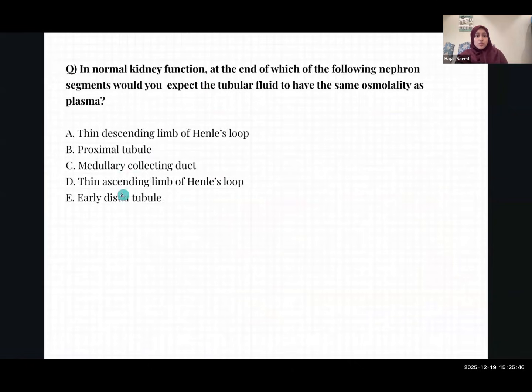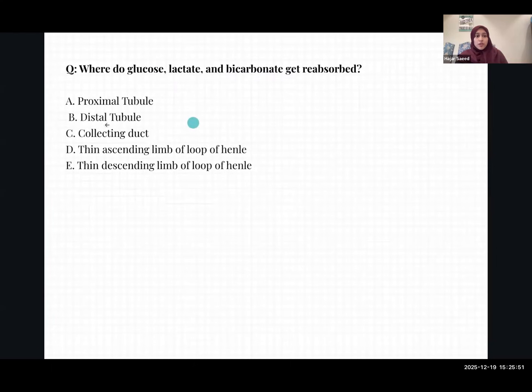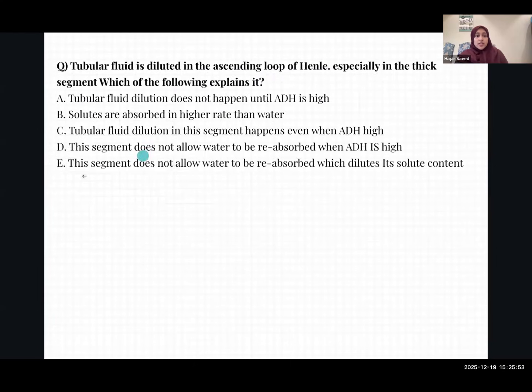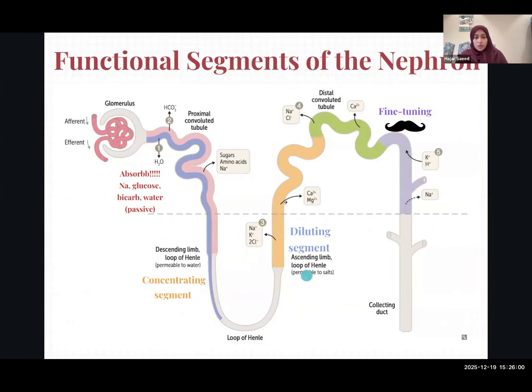Okay. So this was proximal tubule, have the same osmolality as plasma. Glucose, lactate, and bicarb all get reabsorbed in proximal tubule again. And this is correct. This segment does not allow water to be reabsorbed, which dilutes its solute content. This area over here does not allow water to be reabsorbed. And so then we're going to reabsorb all these solutes and we're going to be left with dilute urine.